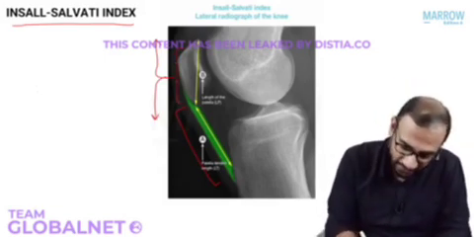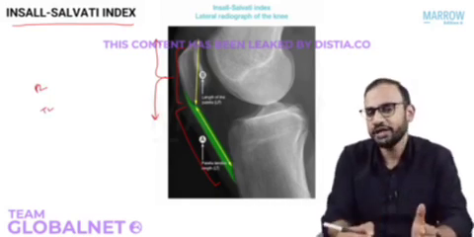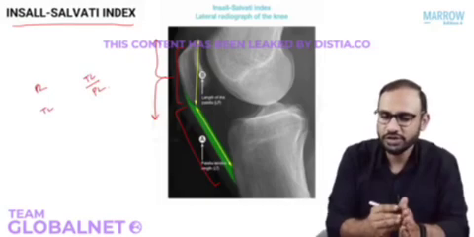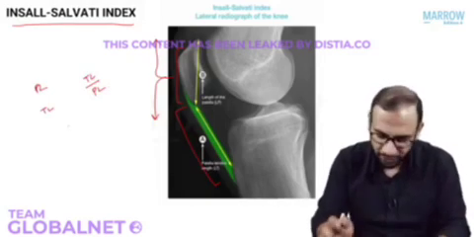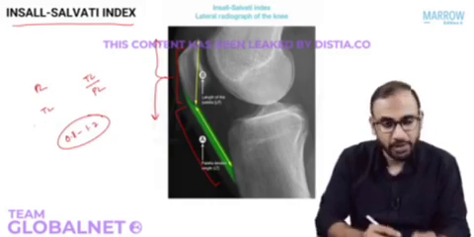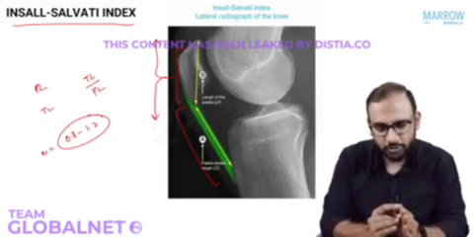So patellar length and the tendon length. You measure these lengths and then you make a ratio, that is the tendon length by patellar length. What is the normal ratio? The normal ratio is between 0.8 to 1.2. Okay, so tendon length by patellar length, the normal ratio is 0.8 to 1.2.